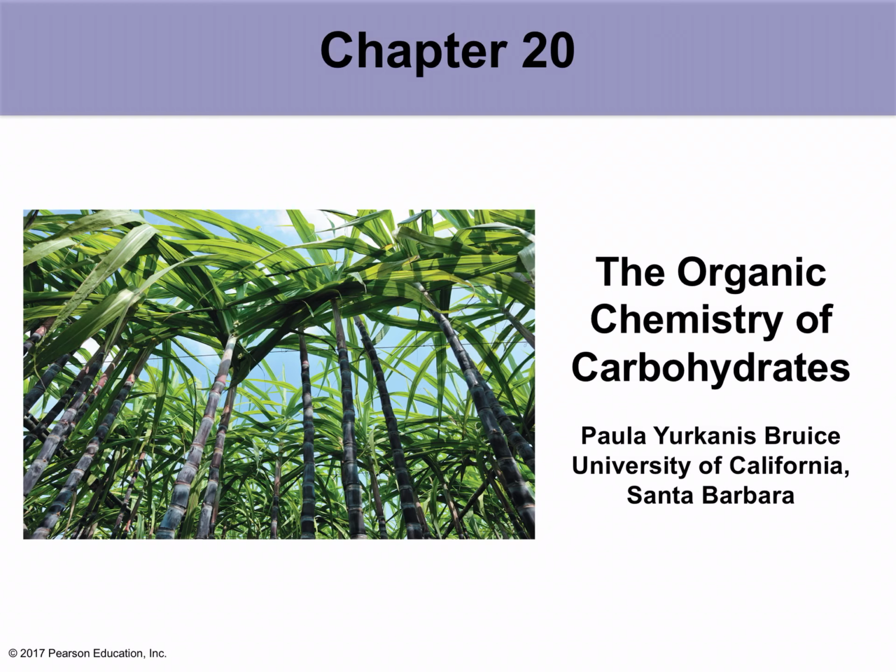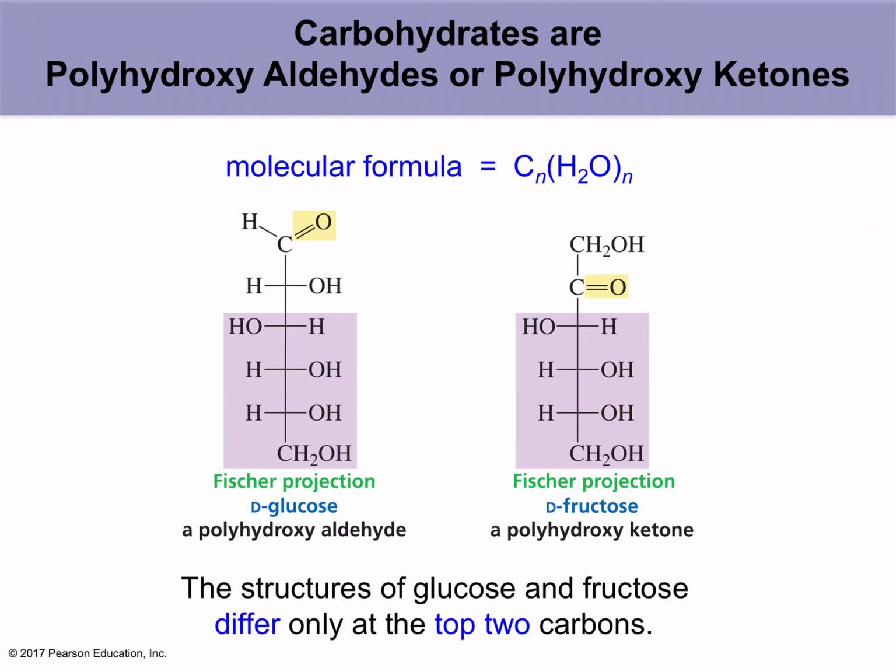Hi everyone, here's chapter 20, and in this chapter we're going to learn about the chemistry of carbohydrates. So carbohydrates are basically polyhydroxyaldehydes or polyhydroxy ketones. You can see these two drawn molecules. There are lots of hydroxyl groups. So they are polyhydroxy, could be an aldehyde, so this ends in aldehyde, or it could be a ketone.